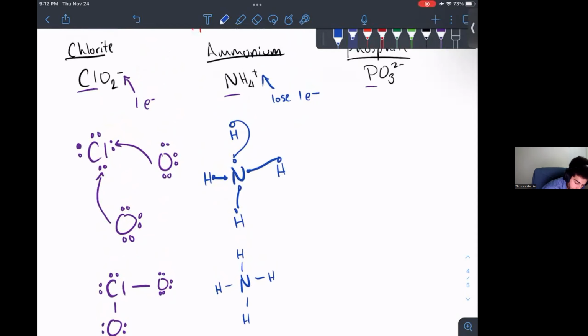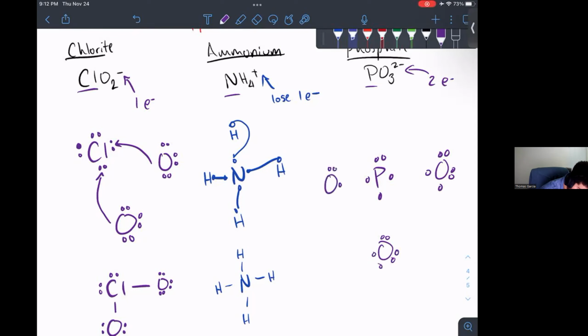And lastly, we have PO3 minus. So I'm going to go ahead and give this one a shot again. P, 1, 2, 3, 4, 5. And we actually have a 2 minus charge, which means that instead of gaining 1 electron, we're going to gain 2 electrons that we can just throw in there pretty much wherever we want. Oxygen, 1, 2, 3, 4, 5, and 6.